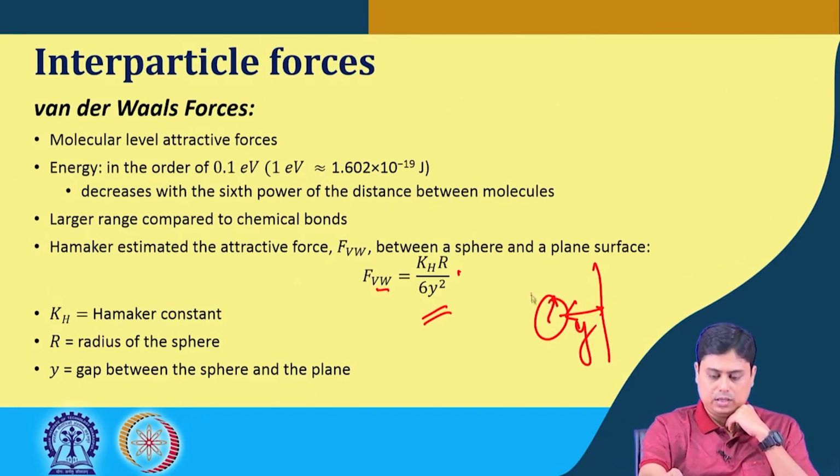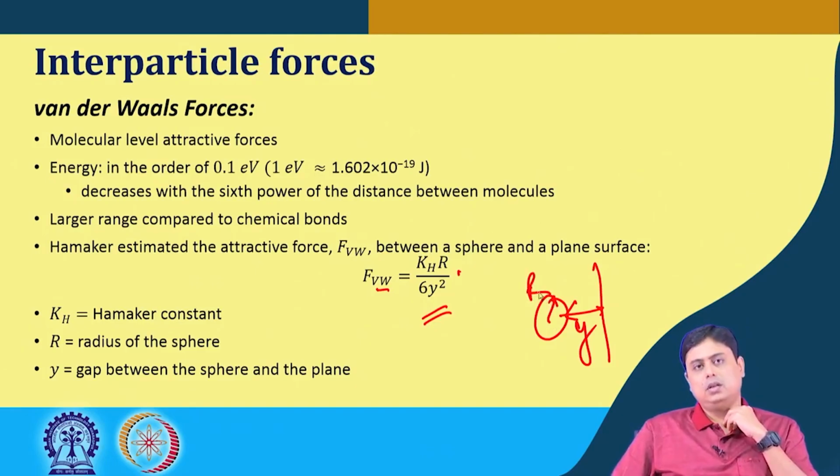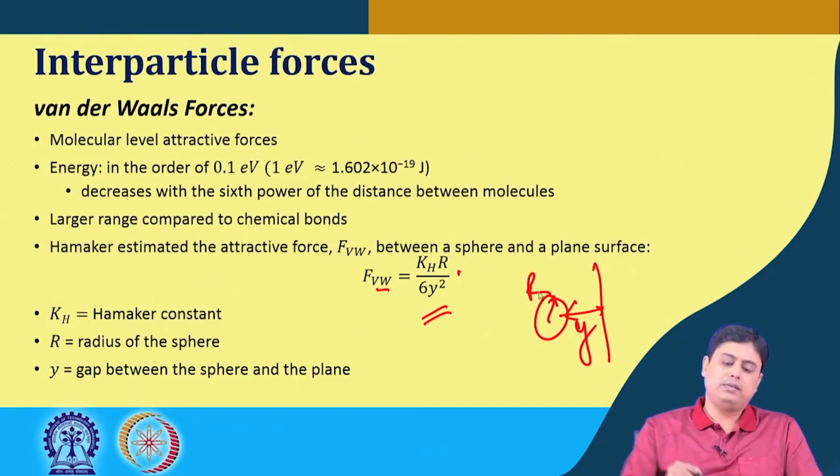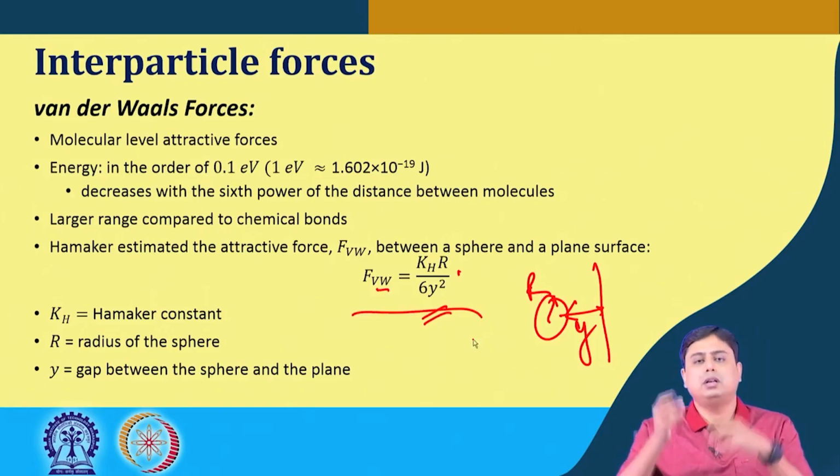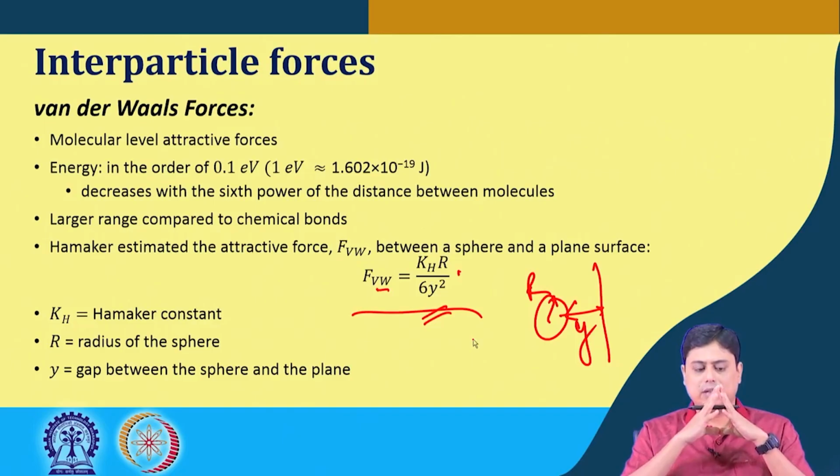This is of radius r. Similarly, there are several expressions for this force between two spherical objects or two planar objects. Different expressions are available. So the gist is that it is an attractive force. We have seen its strength is in the order of 0.1 electron volt. It decreases rapidly as we increase the distance between two molecules, but it is still a longer range force than the chemical bonds.